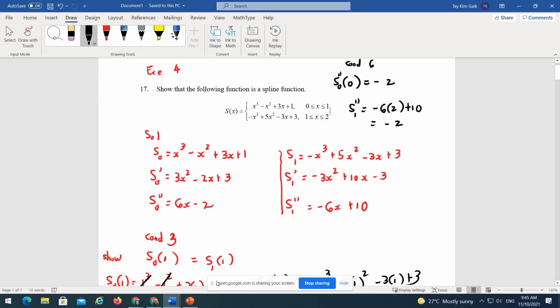But in this case, what you obtain when x equals 0, the starting point, belongs to the S0 function. And the ending point is inside the range of the S1 function. That's why to evaluate the ending point, you must use S1, and to evaluate the starting point, you have to use S0. That's why we plug into S0 double prime here. We have negative 2 and negative 2. So hence this is not a natural cubic spline.